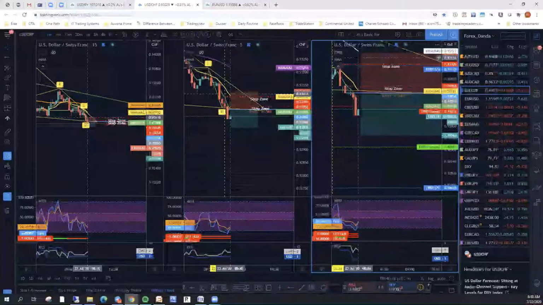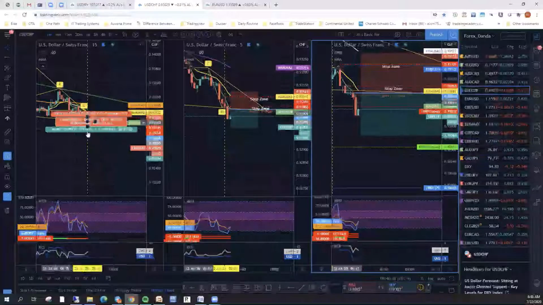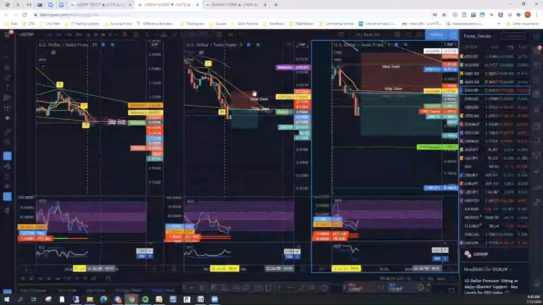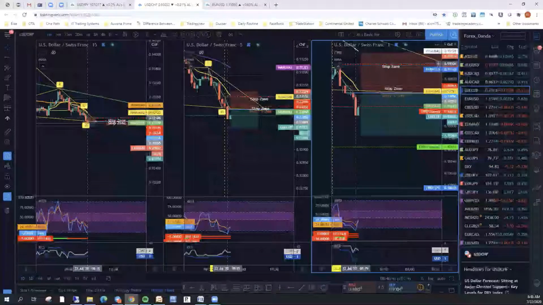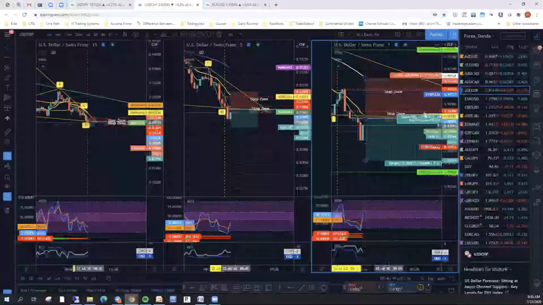Right now, our moving averages are all in line. We have our 62, 13, and 5 on the 15-minute chart. All the moving averages are in the correct direction. And you can see it's the same on the 1 minute chart.